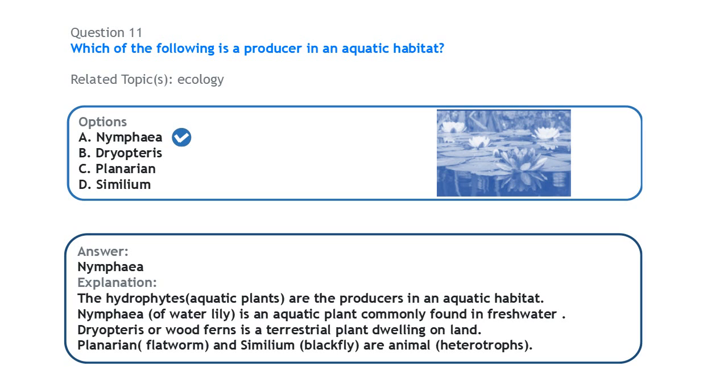But if you look at the other options like the planarian and the simulium, they are animals, and animals are largely heterotrophic. They cannot manufacture their food; they obtain ready-made food. But the Dryopteris is a plant. However, it is a terrestrial plant, meaning it lives on land. So the nymph is a hydrophyte, an aquatic plant. It is a producer in an aquatic habitat.